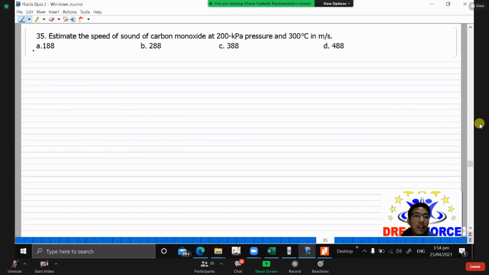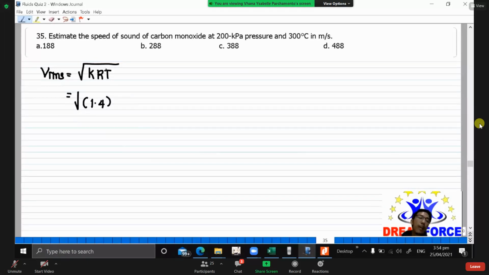Okay, next, number 35. Estimate the speed of sound of carbon monoxide at 200 kilopascal pressure and 300 degrees Celsius in meters per second. Itong problem na to parang yung problem kanina. Yung RMS natin from your physics, square root of KRT. Okay, so square root, K natin, ang carbon monoxide natin is a type of air, kasi ang air hindi naman natin alam kung ano yung composition niyan. So i-let natin na yung carbon monoxide is air. So we have 1.4 for its K.